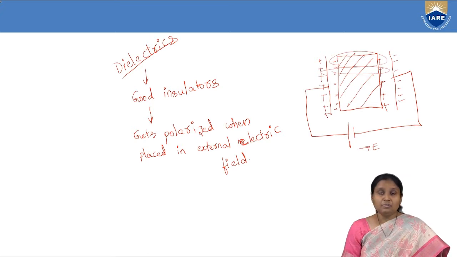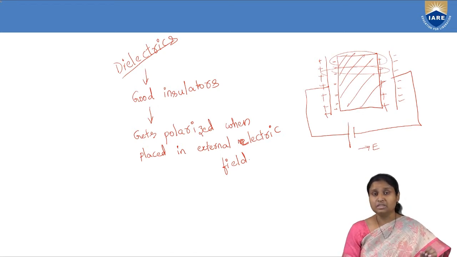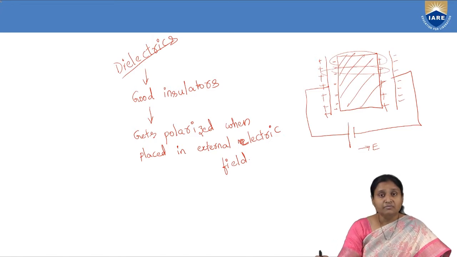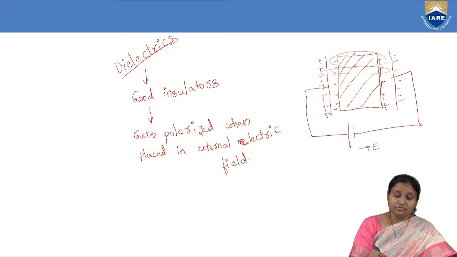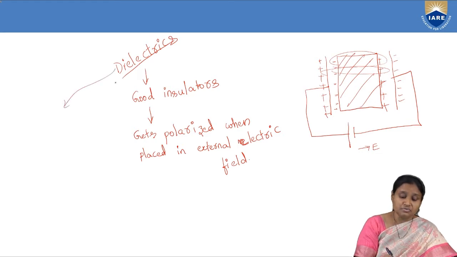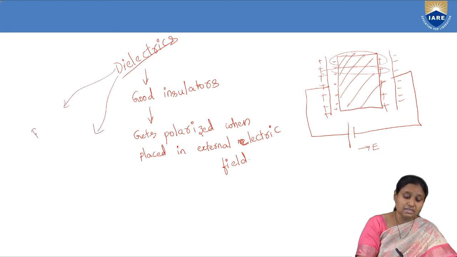When we talk about different types of dielectric materials, we have polar as well as non-polar dielectrics. But one thing we have to understand here is that whether we take non-polar or polar dielectrics, both of them exhibit polarization, or have a net electric dipole moment, only when we place them in an external electric field. So of course we have two types: one is polar dielectric and the other is non-polar dielectric.